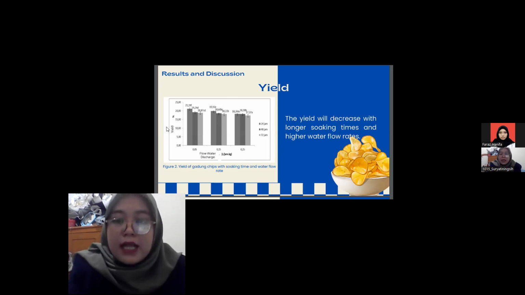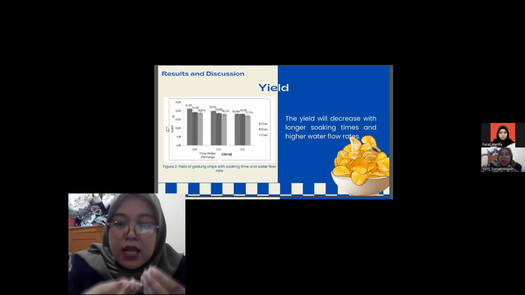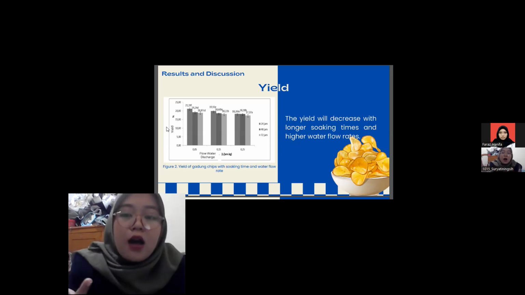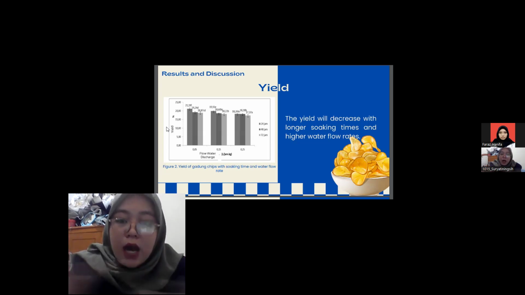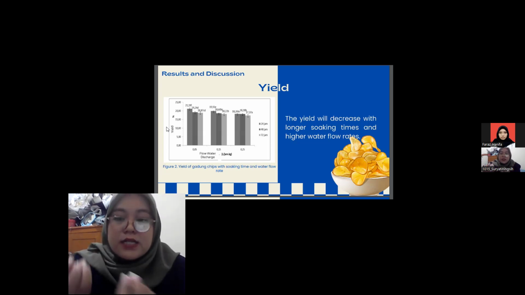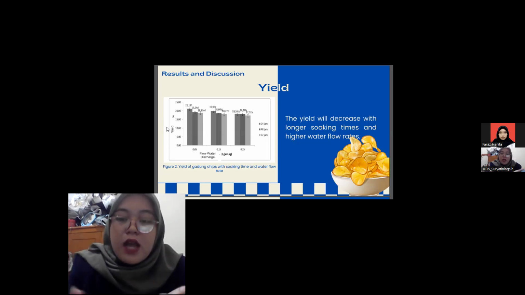The gadung cells will release more dissolved substances into the water during that treatment. As a result, the chips might lose mass due to damage to the cell structure. If the chip cells are damaged, water and other dissolved material will be able to leak out of them. This adds to the reduction in yield by making the chip's texture softer and more porous.